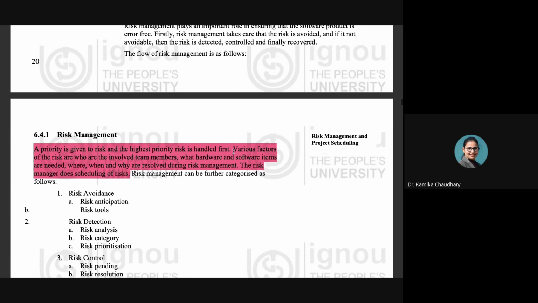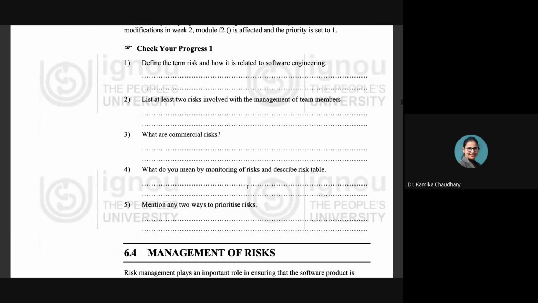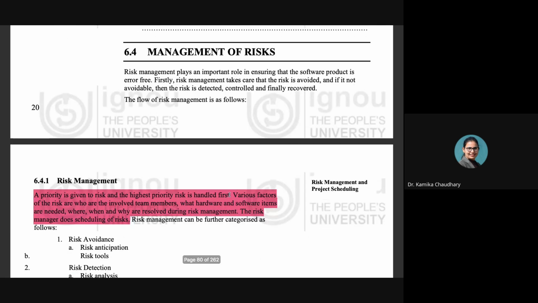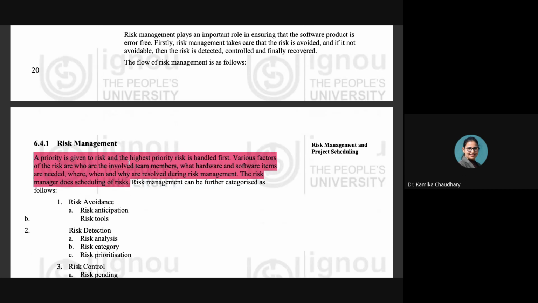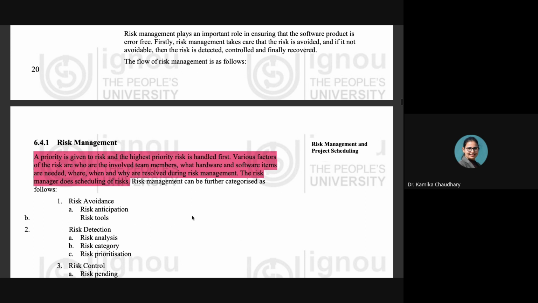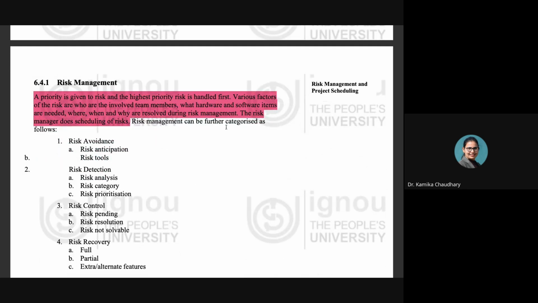As we have seen, one has got priority 3, and another has got priority 1. So the highest priority risk is going to be handled first, because with the highest priority, there are more chances of happening. Various factors of the risks are resolved during the risk management: who the involved team members are, what hardware and software items are needed, and where, when, and why.